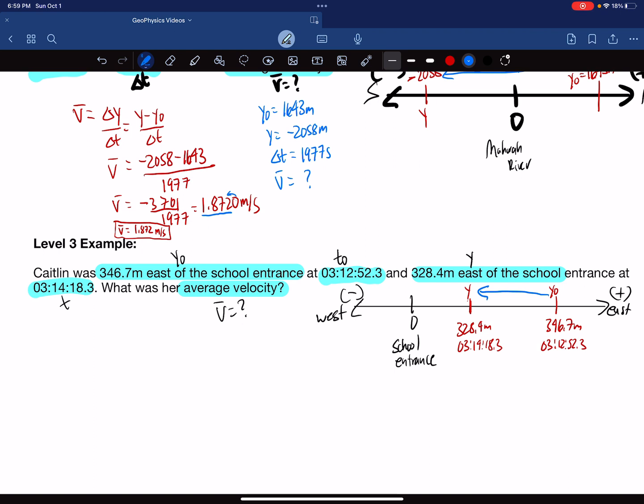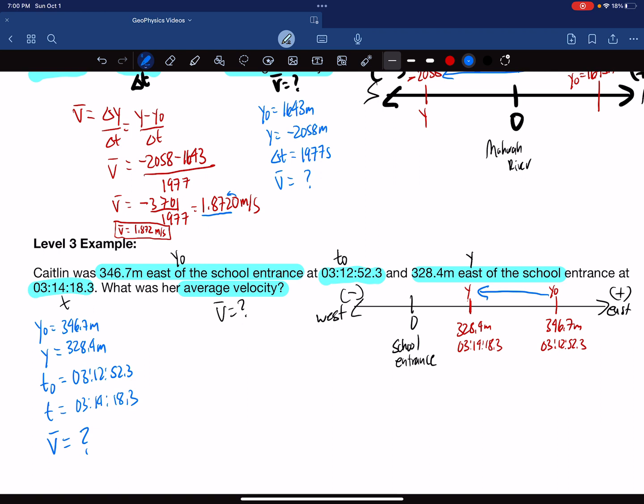And now we can do our givens. Well, we know y0 is 346.7 meters. And we have y. She ends up at 328.4 meters. And then we have our initial time, which was 03:12:52.3. And the final time, which was 03:14:18.3. We're looking for the average velocity.